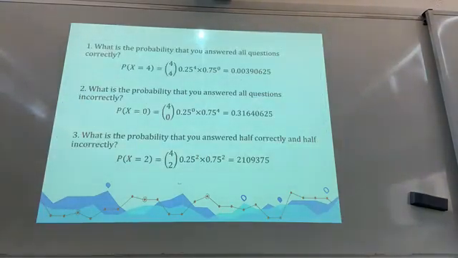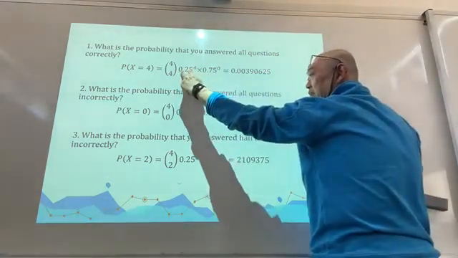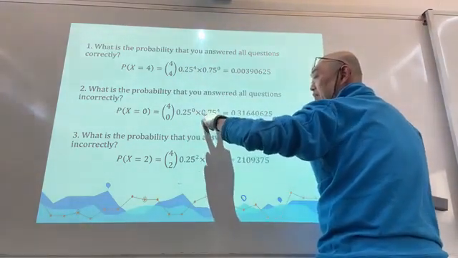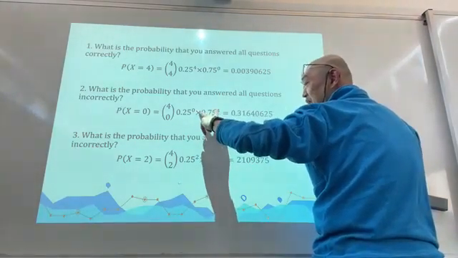Now, next bit. How are we going to link that as a binomial distribution? Oh, sorry. Let's answer the question first. So, with the probability of answering all questions correct, I've got 4 choose 4, all correct, 0.25 to the power of 4 times 0.75 to the power of 0. Because every single question is correct, so it's 0.25 times 0.25 times 0.25. This time, if everything is incorrect, 0.75 times 0.75, 4 times. So it's 0.75 to the power of 4.